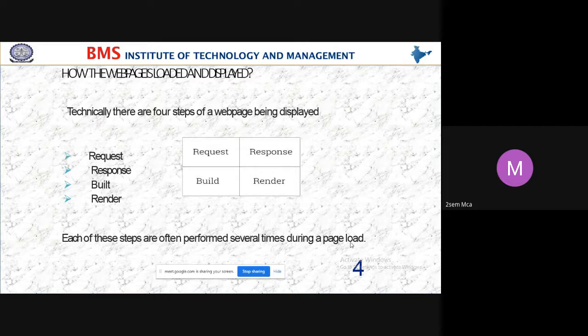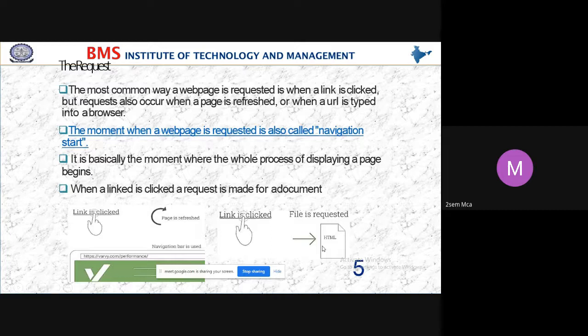Again, I start Googling. Again, I start asking the request. So when we use this browser, many times we are using request, response, build, and render. So each of these steps, request, response, build, render, is often performed several times during a page load. The request.